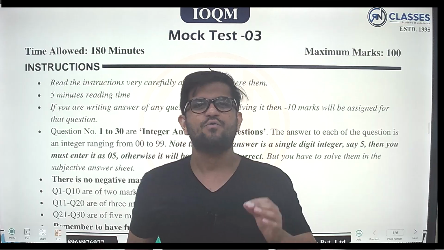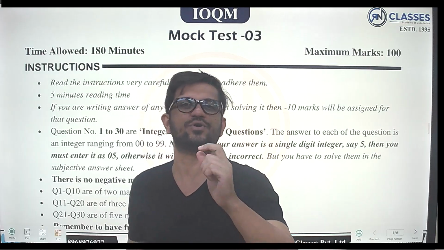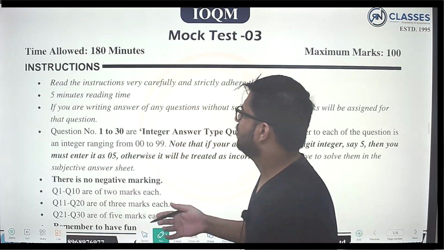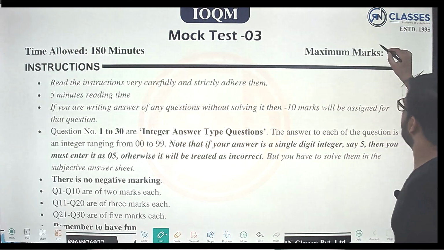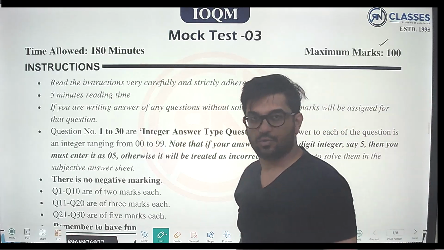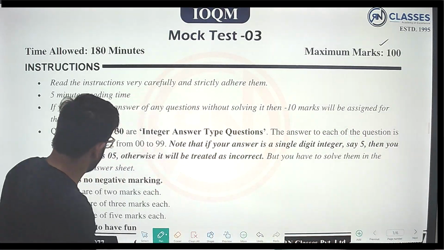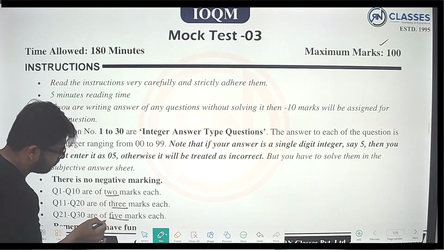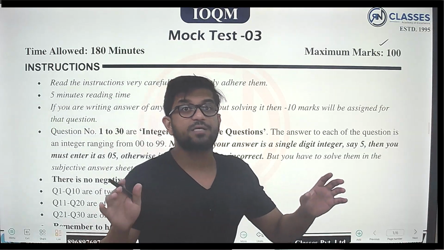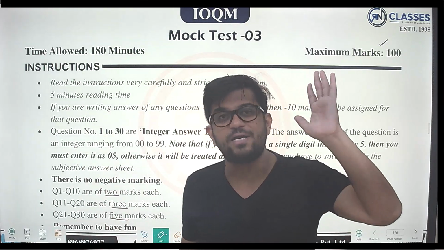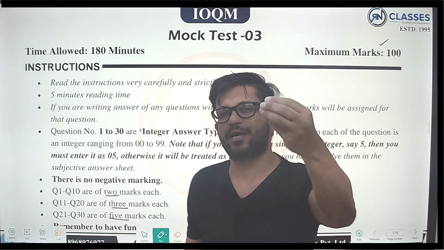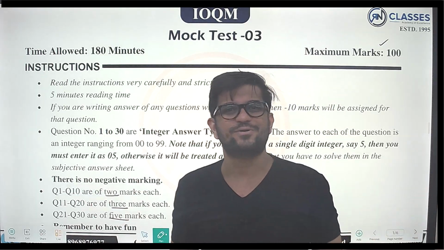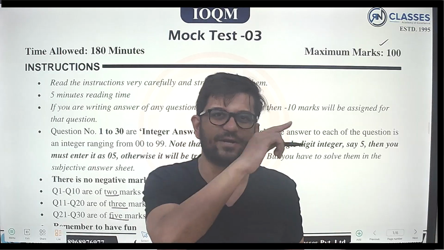So I'm back with the paper discussion of IOQM mock test number 3. 30 questions, 180 minutes and 100 marks in total. So of the 30 questions, 10 questions are of 2 marks, 10 of 3 marks and 10 of 5 marks. Bhai, ye ek aisa paper hai jisके andar fundae toh kare honge, saare naye questions honge. So straight away, jumping on to question number 1. Let's get on with it.